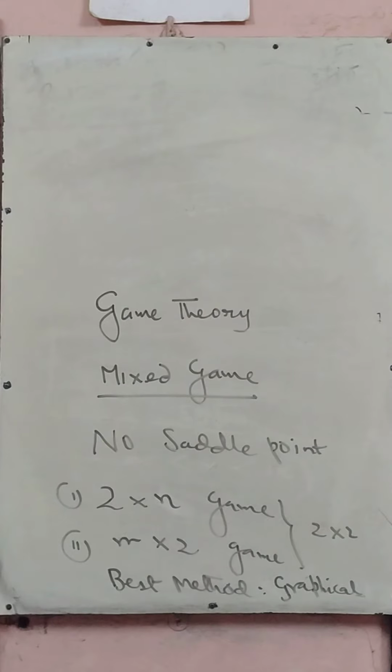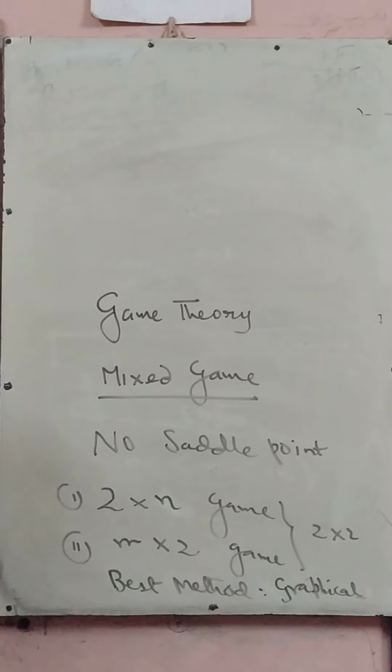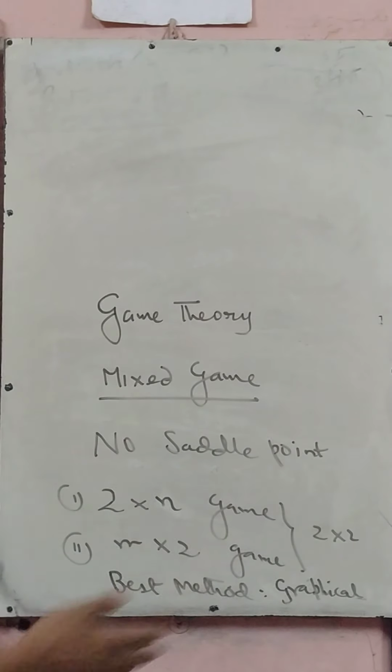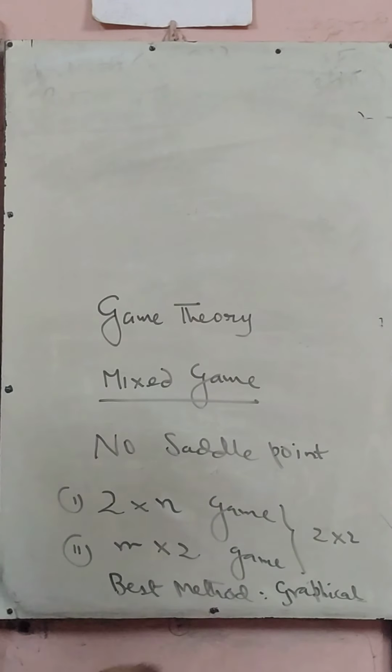You will be telling me that we should apply the dominance principle. Yes, it can be applied. The dominance principle is not impossible, but in most cases we see that the dominance principle sometimes fails. For 2 rows, n columns, or m rows, 2 columns, when the dominance principle fails, the best method we apply is graphical.